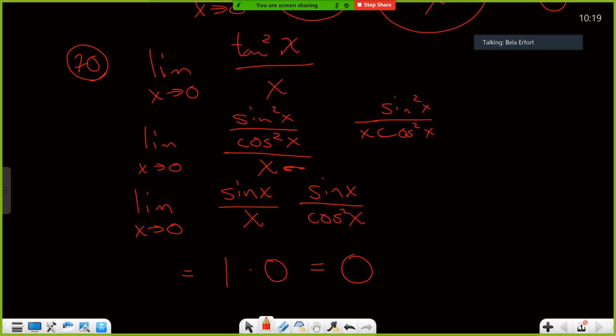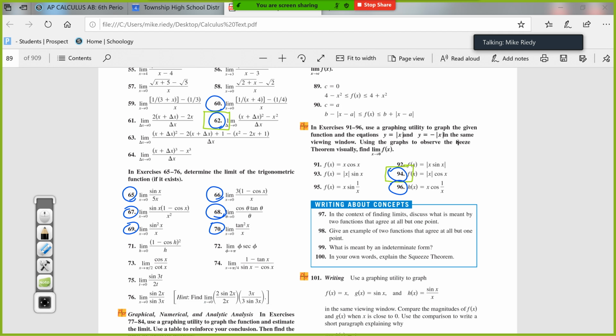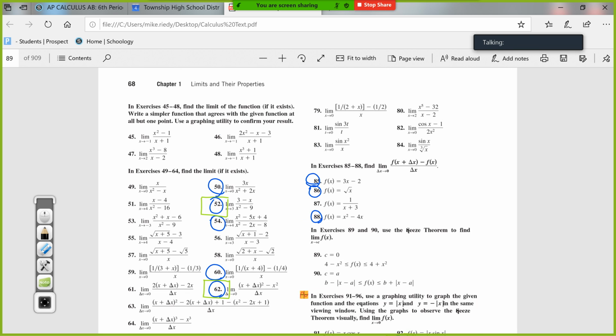Yeah, thank you. The thing to remember about the trig functions is that you want to work towards those two identities somewhere along the line. Okay.